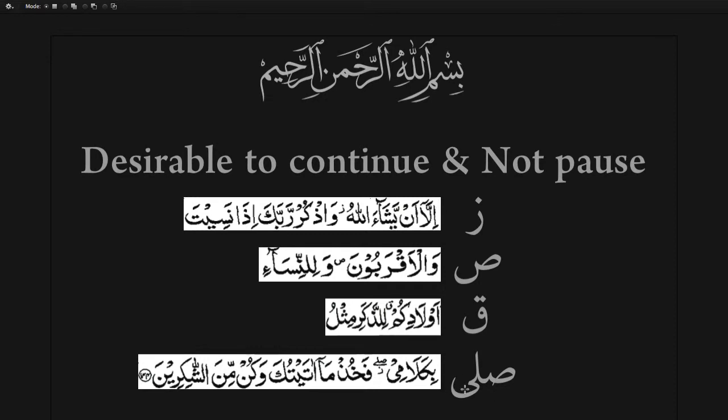And the sila means connect. You can also have a za and sila at the same time, or any other kind of thing. You can have two of the same things, but it'll still be there. So this is bikalami fakhud. But now what you notice is I paused there, which I shouldn't have done. So what I should say is bikalami fakhud ma ataytuka wa kum minash shakirin. And there is an ayat too, so I stopped there, I dropped the fatha, and I just replaced it with a sukoon. So that's pretty much these four markings that you might see.